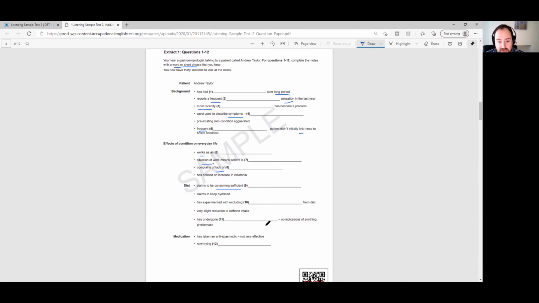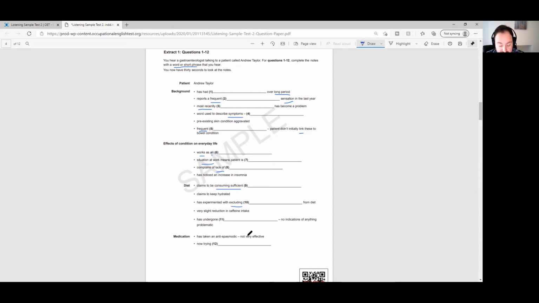Okay, and number 10, has experimented with excluding. So excluding something, taking things out from diet. So what could that be here? Things that you might remove from your diet, high fat products, something like that. Excluding is going to be a key thing here. Excluding from diet, obviously. So you're listening for what has he tried to take out, remove from his diet. All those things are paraphrases of what the answer might be.